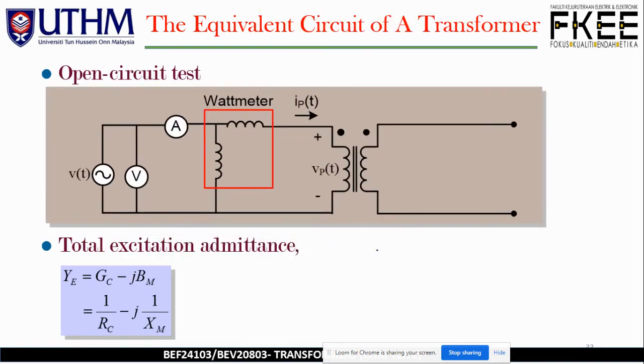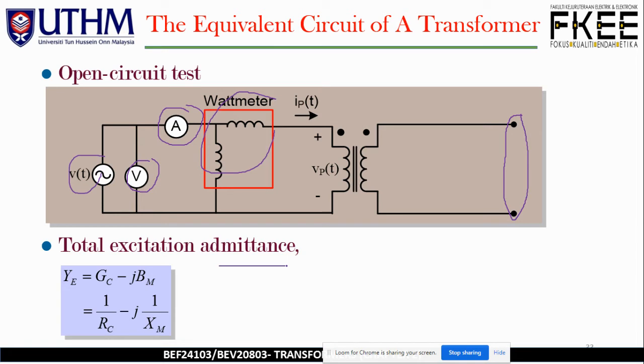Open circuit test. So this is the diagram. We have VT over here. We have the voltmeter to measure the voltage, the ammeter to measure the current, and then the wattmeter to measure the power, the watts, and it is open circuit at the load side, or the secondary side. The total excitation admittance.